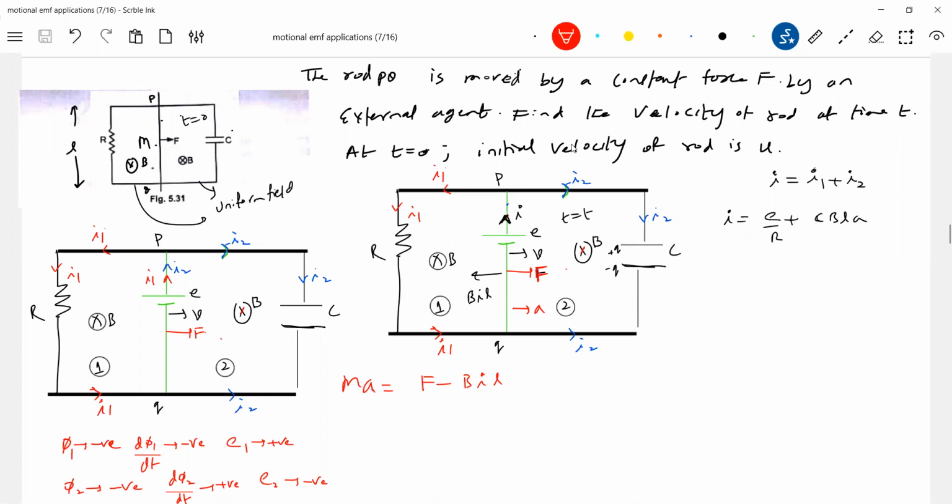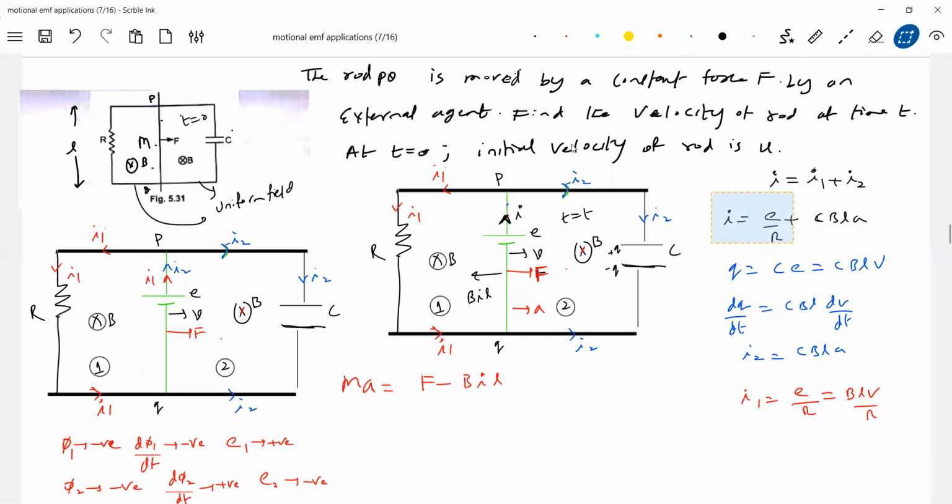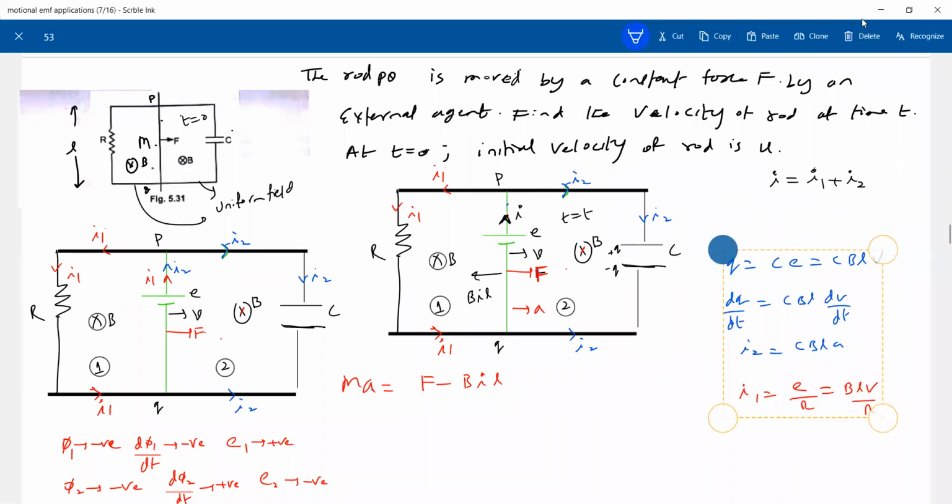So we'll proceed like this. We took blue color, no? Q equal to C into E, CBLV. dq by dt is equal to CBL dV by dt. Work out individually if you're not confident enough. What is I1 equal to? E by R, BLV by R. Substituting both, I'll write this expression. It should be like this.